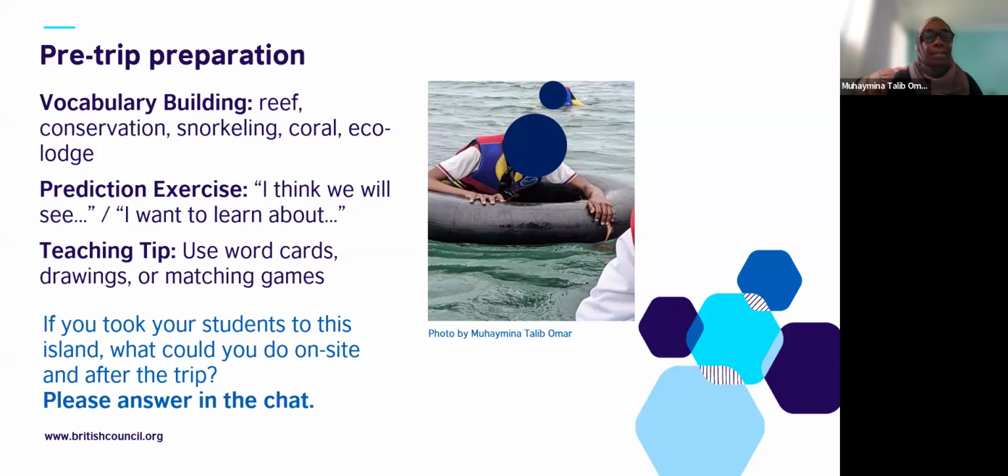And I also had a prediction exercise, which was among the pre-trip preparation. This was the favorite part of my students. All of my students liked this because everyone wanted to predict. So I gave them a sentence starter, like, I think we will see dash, dash, dash, and then they complete the sentence. I think we'll see water. I think we'll see big fish. I think we'll see corals, and so on. This part was very interactive for my class because students wanted to show their preferences and also wanted to predict. And for teaching tips, you can also use word cards, drawings, or matching games to help your students with prior knowledge.